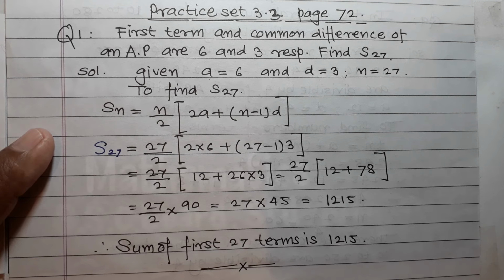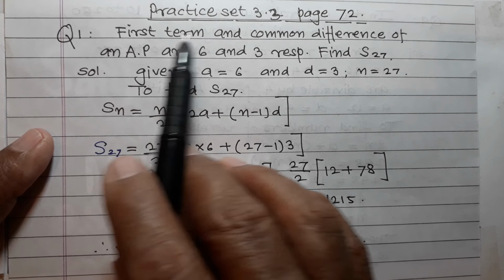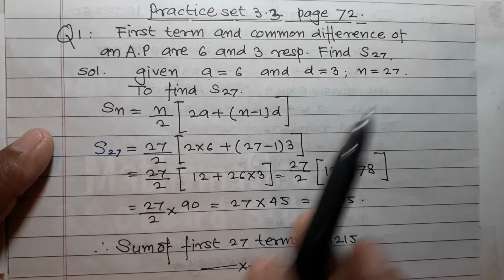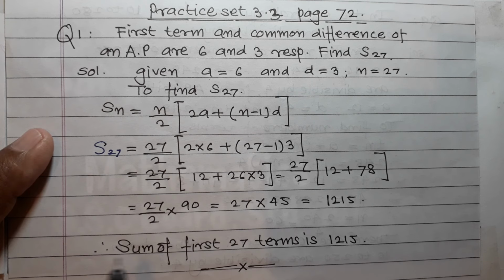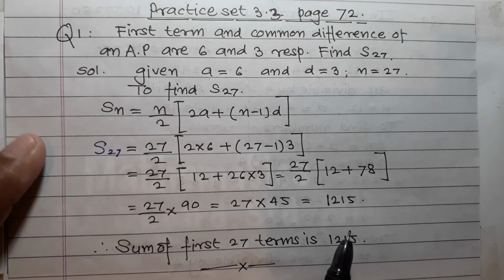So this one thing you remember: this is the formula for the first n terms. Okay, so from the first term, this you remember, not for any term. Okay, is it clear?